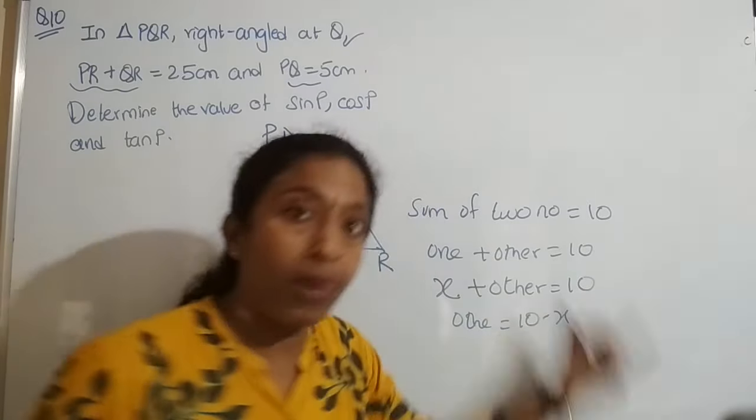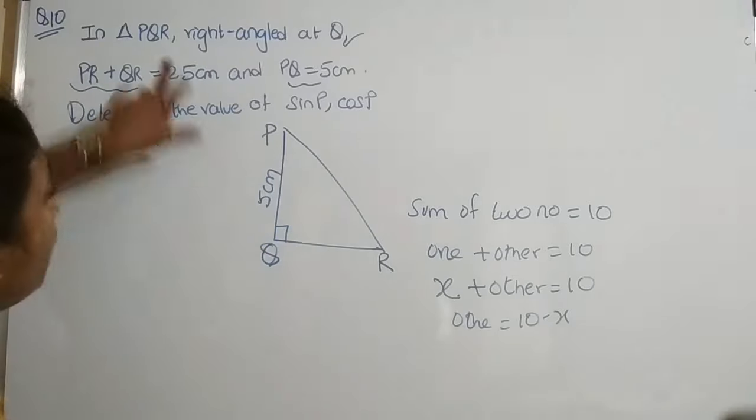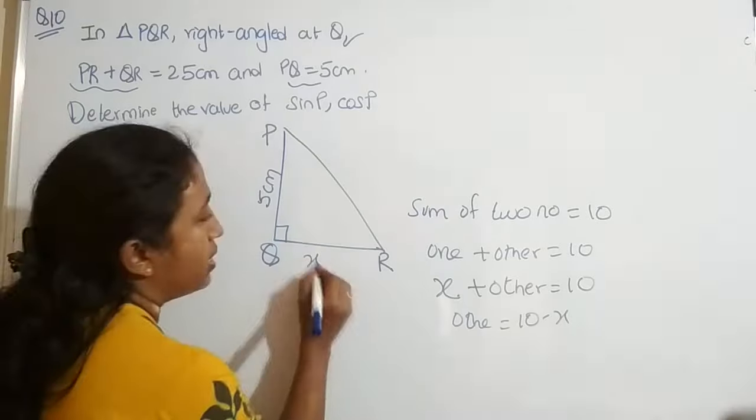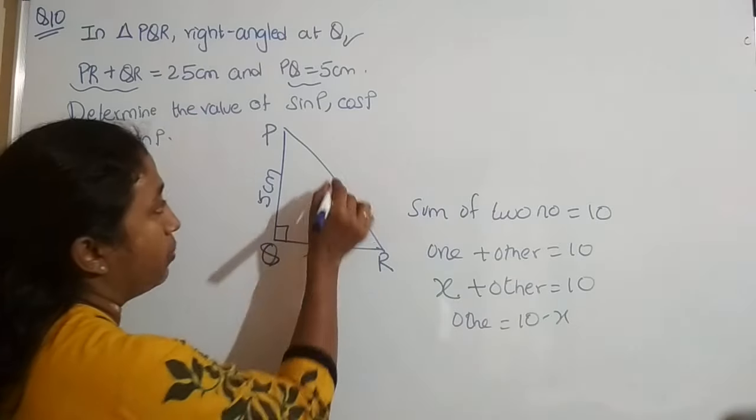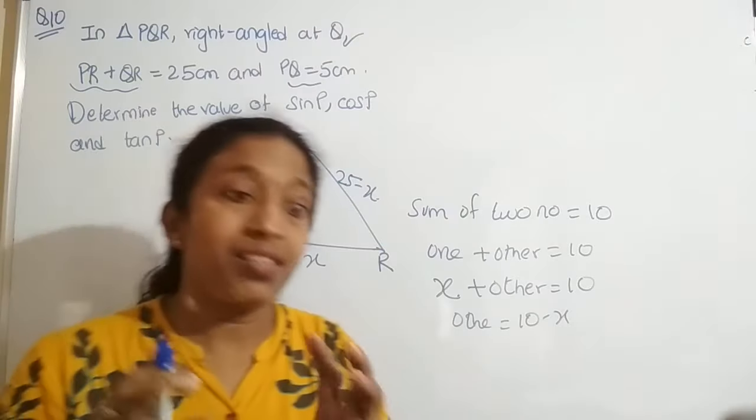The other number will be 10 minus x. Similarly, if the sum of these two sides is 25 cm, I'll assume one as x centimeter. Suppose let QR be x centimeter. So what will be PR? 25 minus x. I hope this concept is clear.